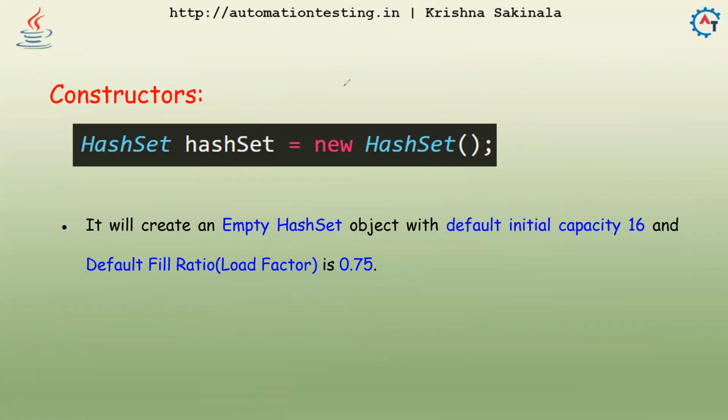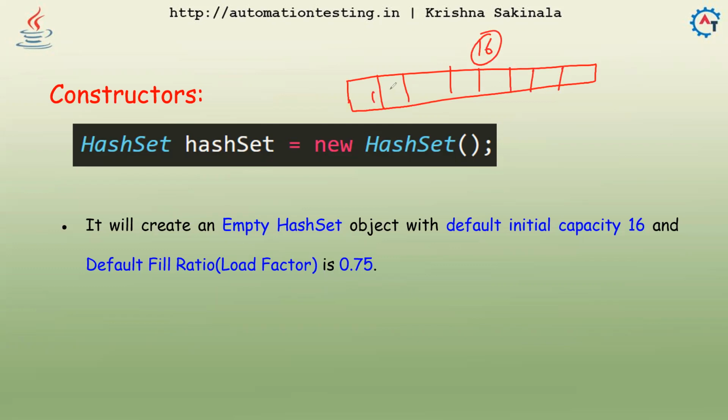The moment you create a HashSet, the default capacity is 16. But the moment it fills 75%, which is what 0.75 means, then it will create another HashSet.